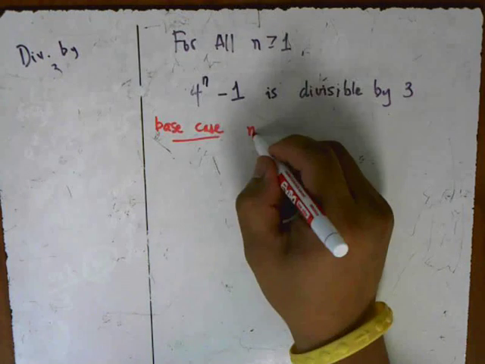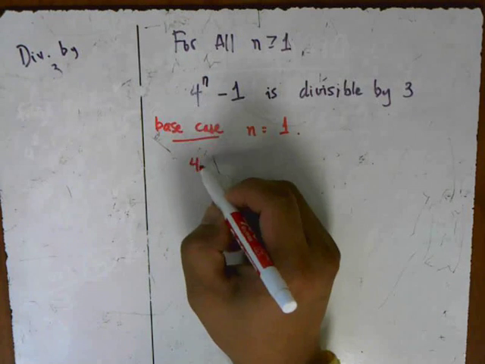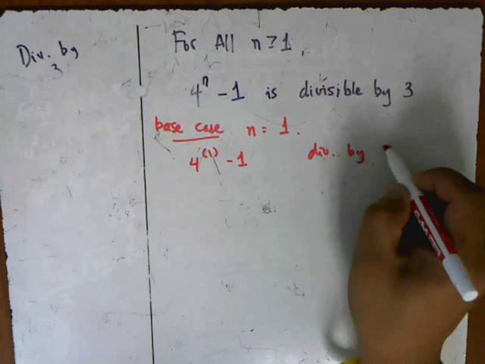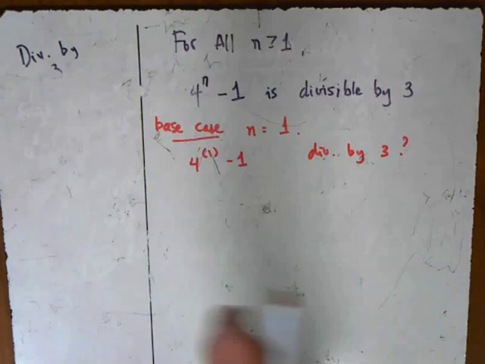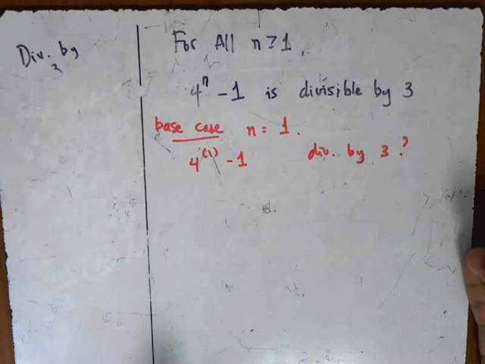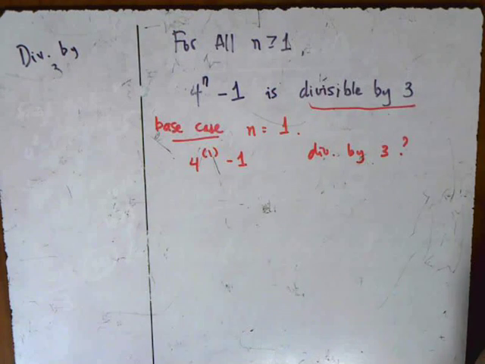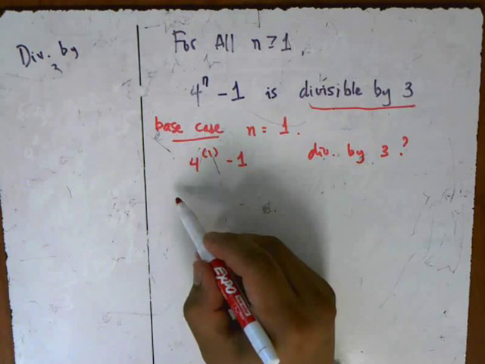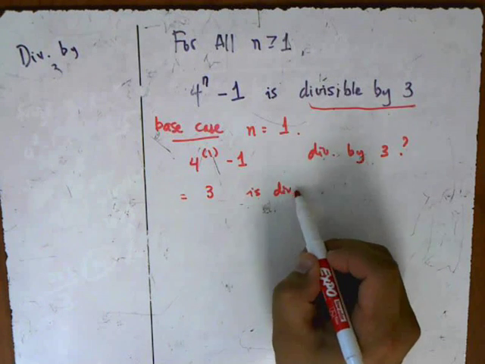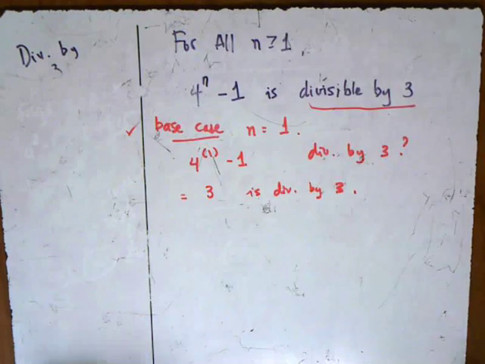This is when n equals 1. So let's see if this works. 4 to the first power minus 1, is this divisible by 3? Notice here we don't have a left-hand side and a right-hand side, because we're not trying to prove that a formula is true. We're trying to prove that this particular property, divisibility by 3, is true. Well, 4 to the first is 4. Minus 1 is 3. So yes, 3 is divisible by 3. So at least we know that the very starting point is true.